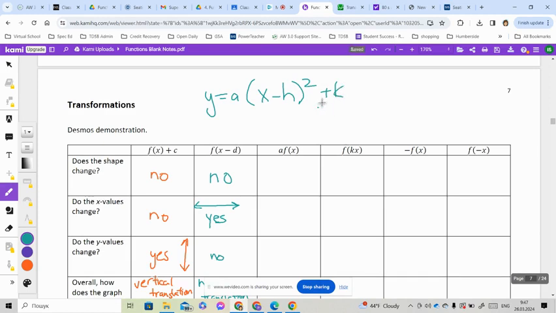So it was plus k, where it was minus an h. So if you had x minus 2 squared for your parabola, does this transformation make the parabola move left or right? Right. Okay. Now, what is the h value in this case? Is it 2 or negative 2?